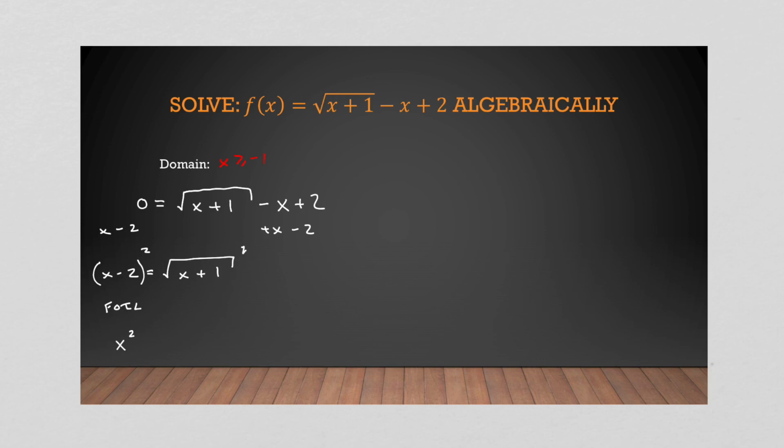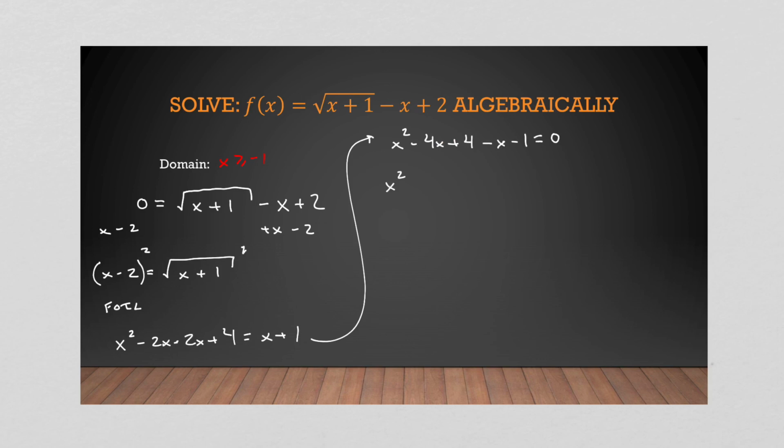So what we end up getting is x squared minus 2x plus 4 equals x plus 1. And then we isolate to set equal to 0, and now we get x squared minus 4x plus 4, and then minus x minus 1 equals 0. So x squared minus 5x plus 3 equals 0. And now in this case, we end up with a quadratic that is a little nasty, cannot be factored easily, so we just need to use our quadratic equation.